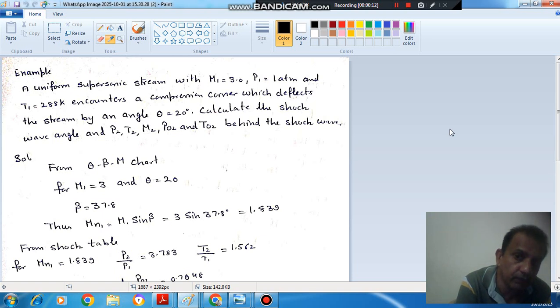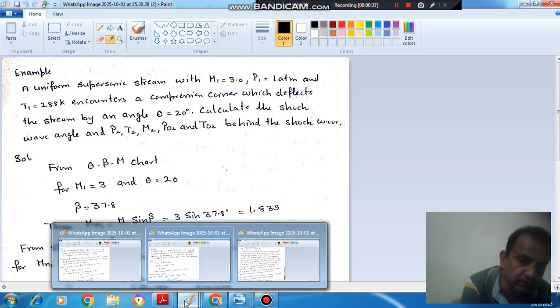So here we have solved two questions based on oblique shock. In the first question, the Mach number was 3, pressure was 1 atmosphere, temperature was 288 Kelvin, and the deflection angle theta was 20 degrees. We calculated P2, T2, M2, P02 and T02.